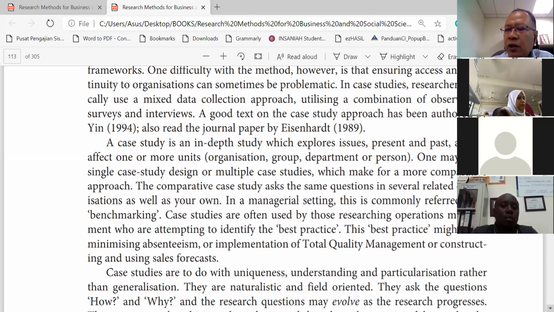So in case studies, for example, you want to examine a few organizations, you ask the same questions to the different organizations. And then you try to make comparisons, and one of the organizations is made as benchmark. Okay, the case studies approach actually can gather very, what do you call, rich information. The information is very rich and unique and particular. So that's the advantage of a case study.